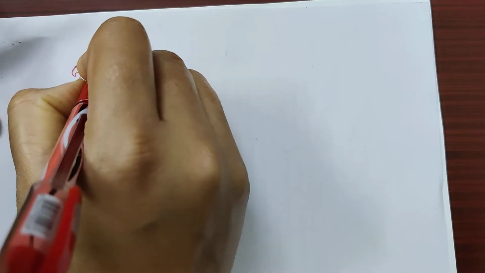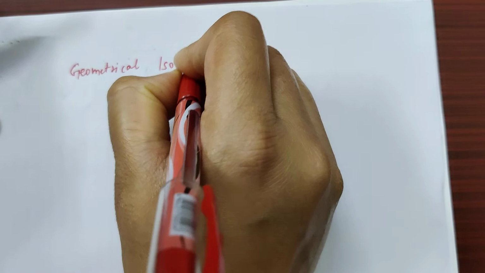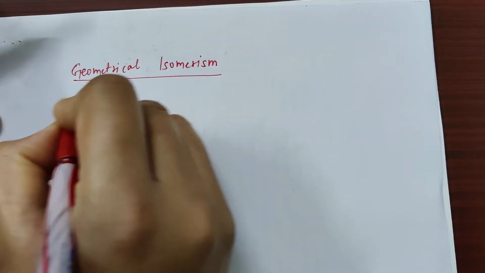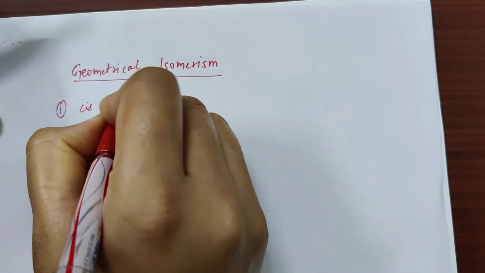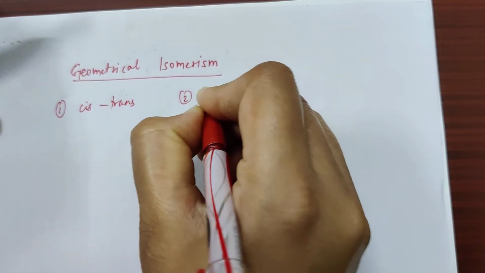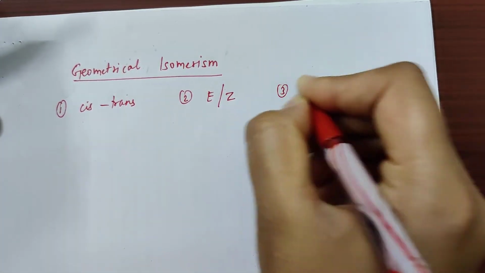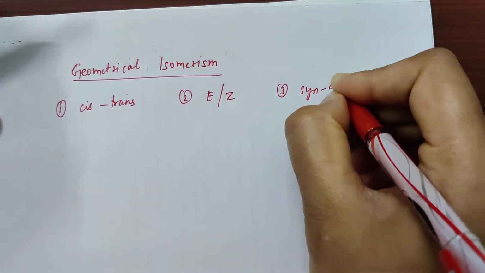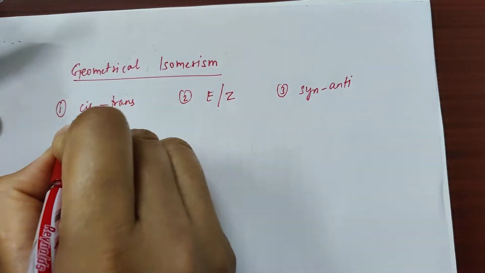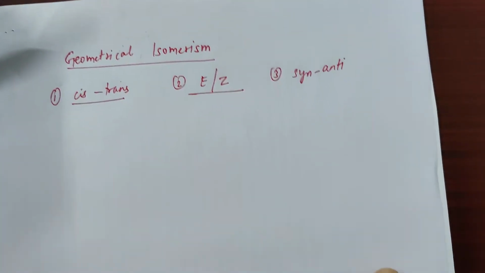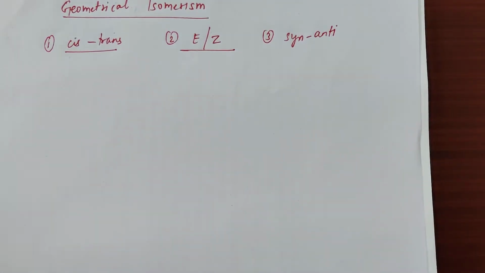In previous classes, we studied about geometrical isomers. Geometrical isomerism, broadly, is of three types: cis-trans, E and Z, and third, lesser known, the Syn-Anti system. So these two we have already discussed. Now we'll see this Syn-Anti.